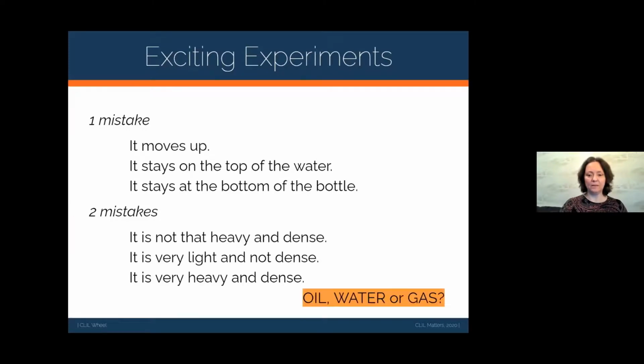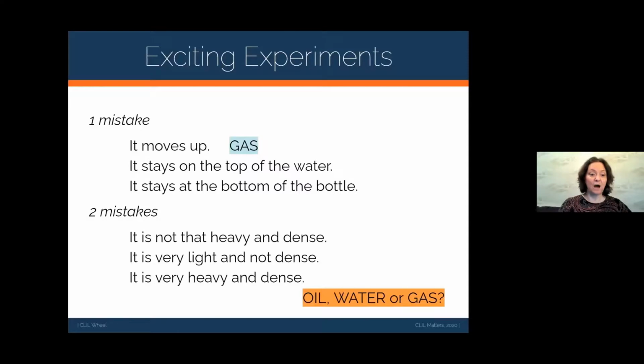And now the next question is, which of them talk about oil in my bottle? Which of them talk about water? And which of them talk about gas? Because by that time, we have come up with the idea that those bubbles are gas. I don't need to know what type of gas it is. At this stage, it is important that they understand that there are 2 liquids and gas. So of course, we can look back at our experiment.